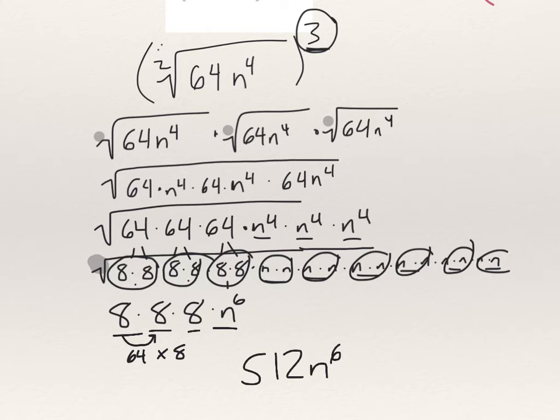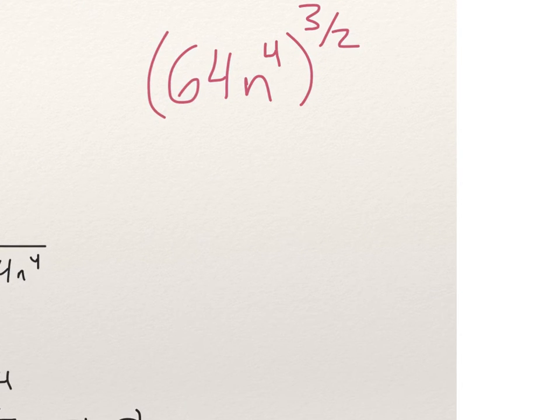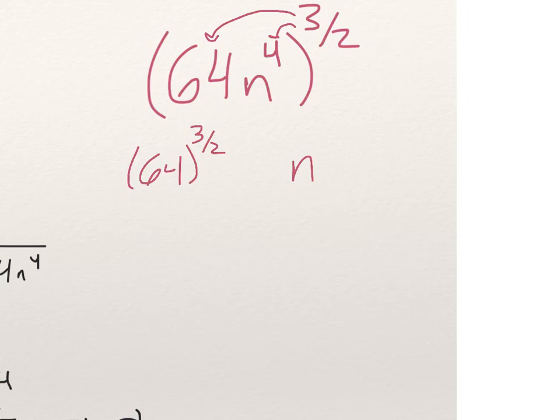So that's one way to do it. It's a lot of writing if you have big numbers. Another way we can solve this is we can split it up into 2. So we are applying this exponent to the 64, and we're applying it to the n to the 4. So we have 64 to the 3 halves, and then we have, oops, it's n to the 4 to the 3 halves.